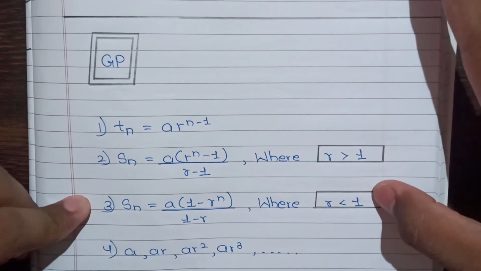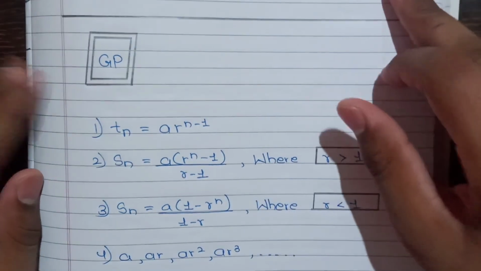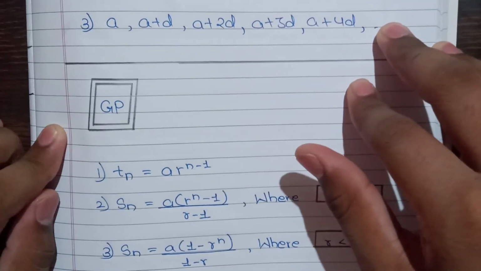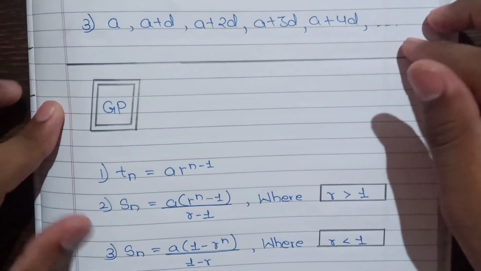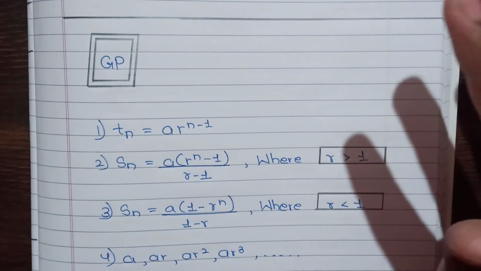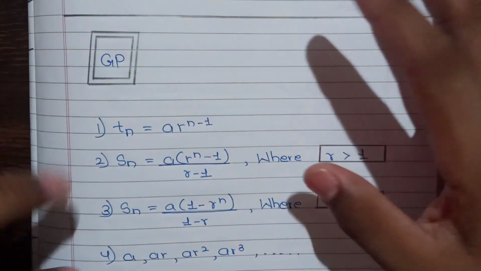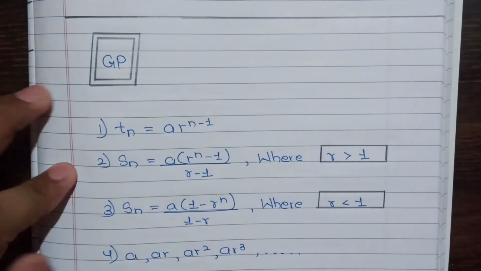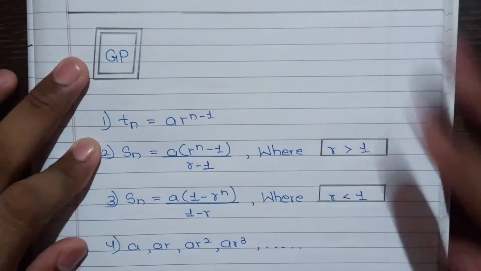So this was one formula, and like here we use a plus d, a plus 2d, a plus 3d, a plus 4d to find the arithmetic progression. In order to find geometric progression, we use a different formula, which is a, ar, ar square, ar cube, and it continues till ar raised to infinity.